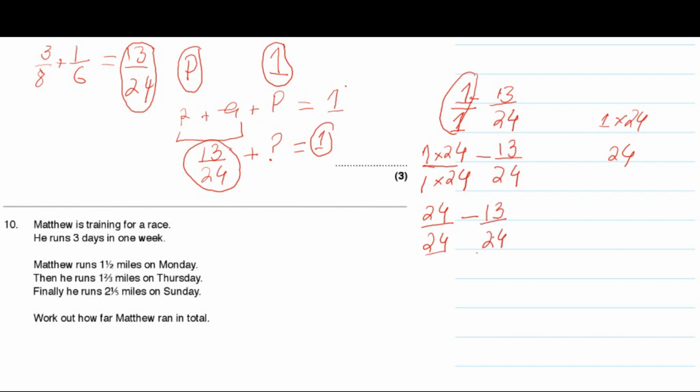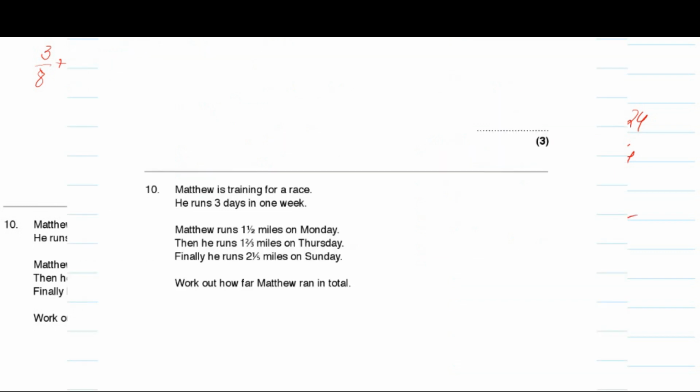Now you have the same denominators, so you can take away 13 from 24. 24 minus 13: 4 minus 3 gives you 1, and 2 minus 1 gives you 1. So it's 11/24. Because 11 is a prime number and 24 is not in the times table of 11, this is your simplified fraction. So we don't need to simplify it any further.